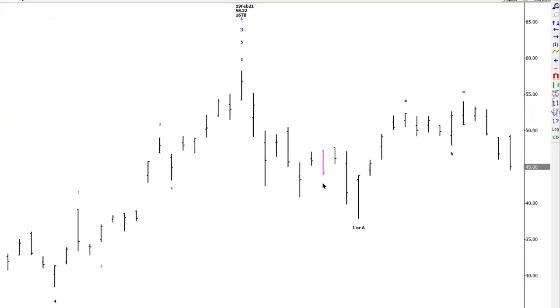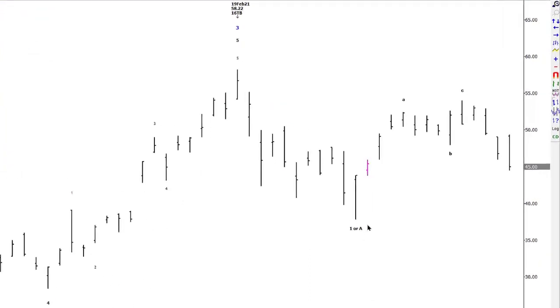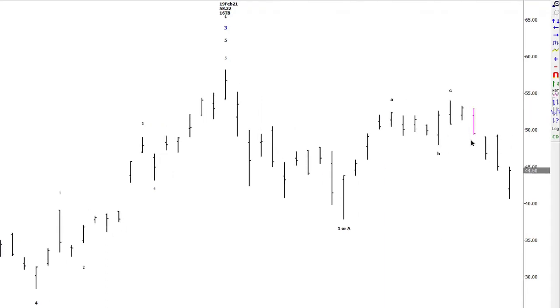Let's just say we looked at this as a 1 or A, and that this is a probable ABC. Really nice ABC there. Let's add a few days of data on. We've made a new low. Have we finished a wave 2 or B? Well, if we're just looking at this data, we'd say yes.